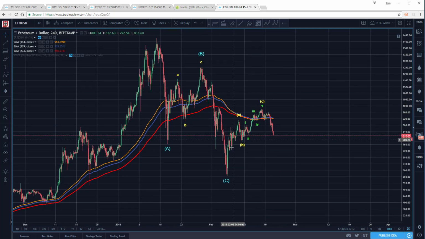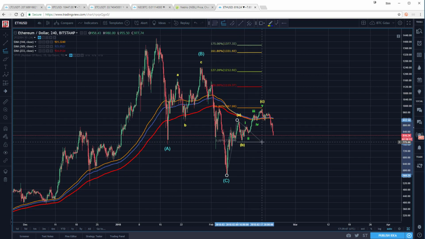This has looked a lot like Bitcoin, but here's the problem. If this was going to play as a 1-2, if what I have labeled as an A was going to be a 1, 2, 3, now we've gone too deep for that. We're about to take out this low here. This absolutely confirms it. So there's more probability that we've got an ABC.